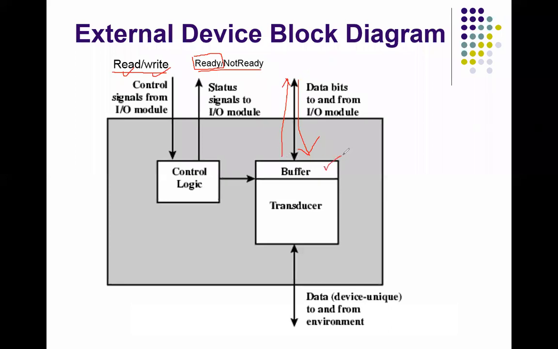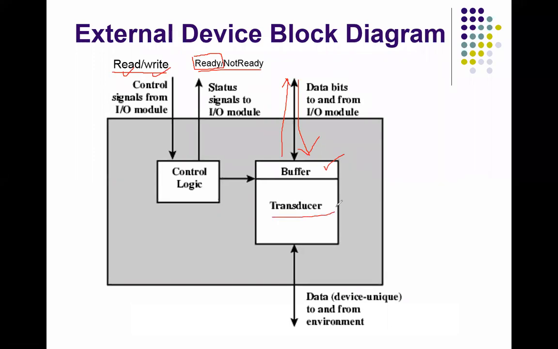As we have seen, a buffer is required between the processor and the peripheral because of the different data rates. Different peripherals have different data rates, so the buffer is there to hold the data in between the processor and the peripheral.